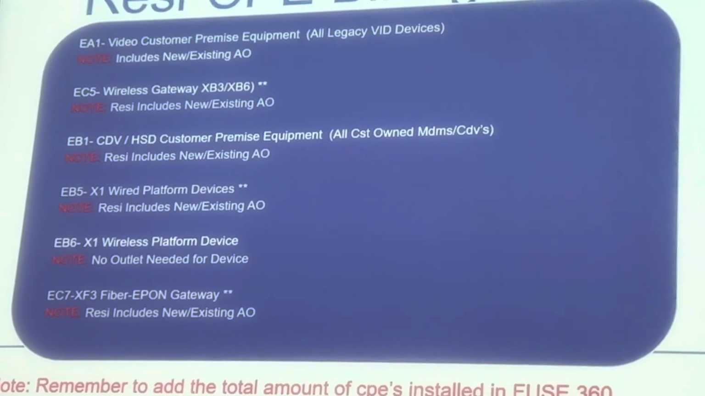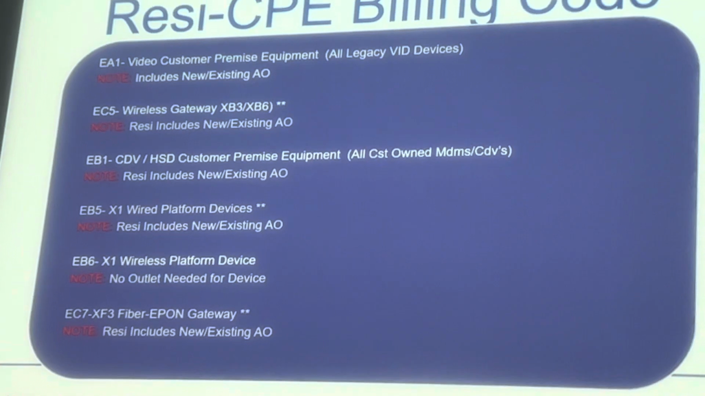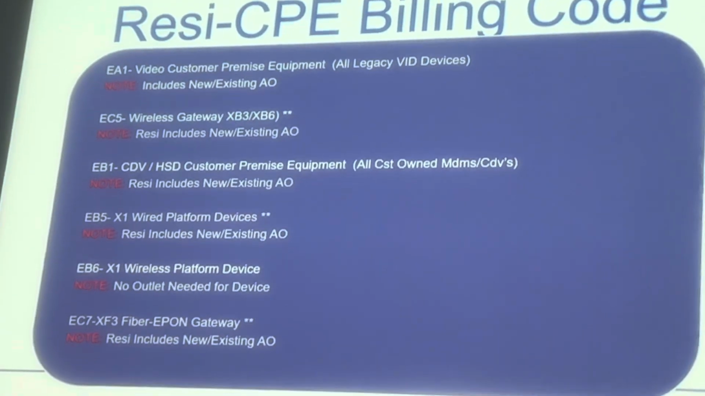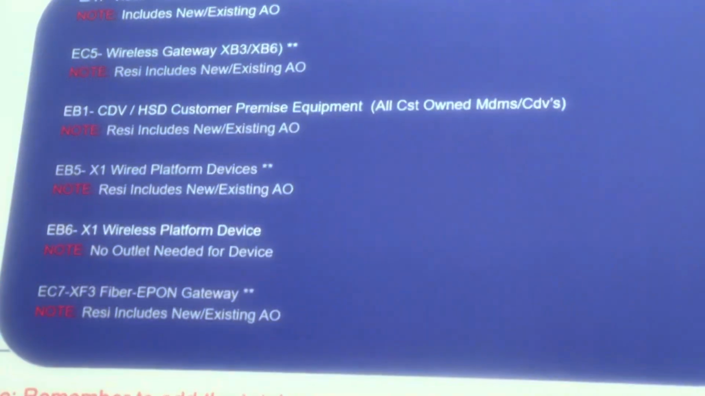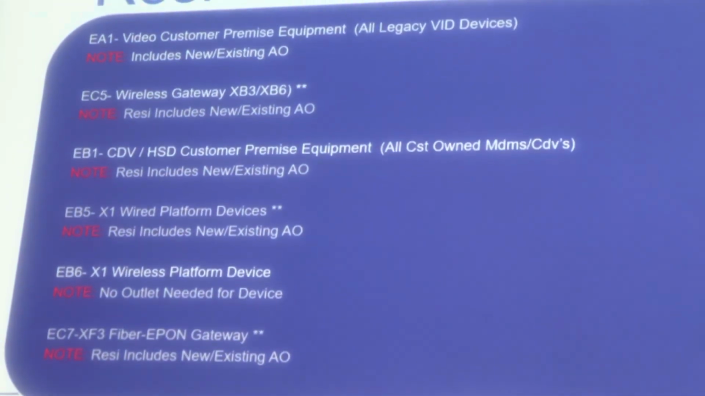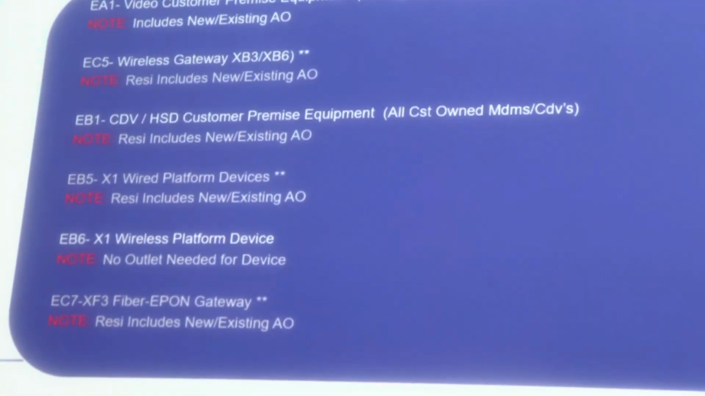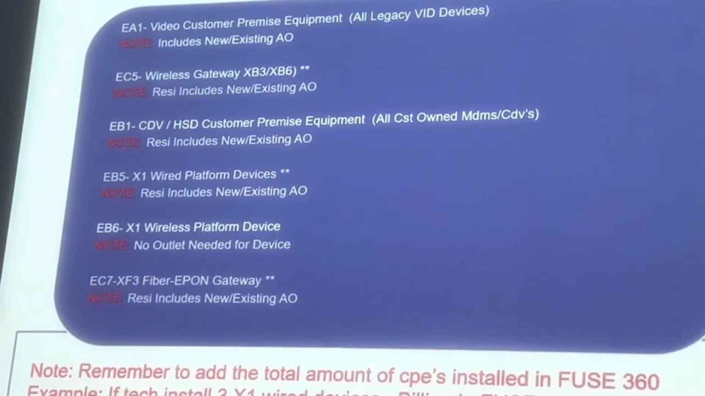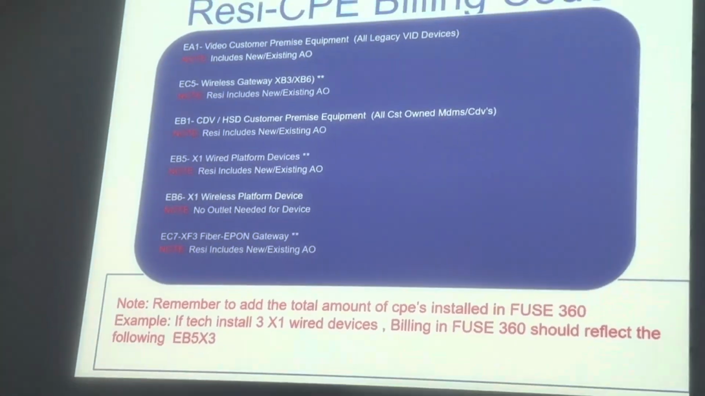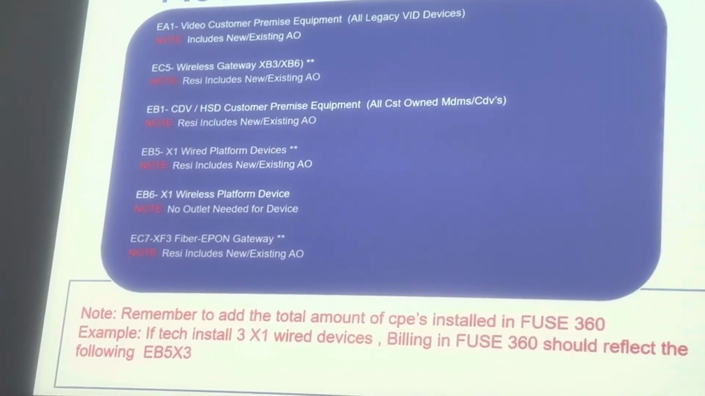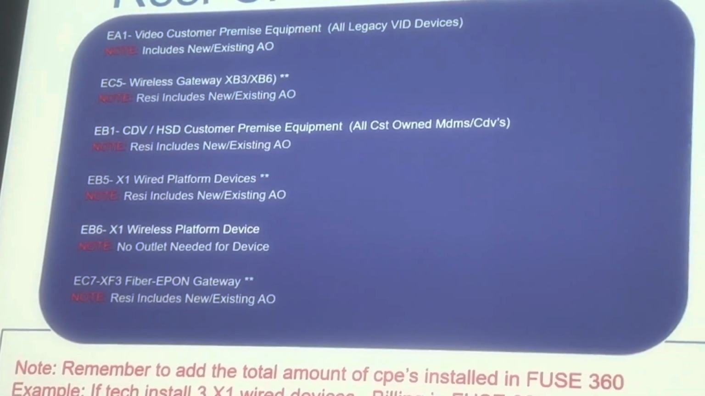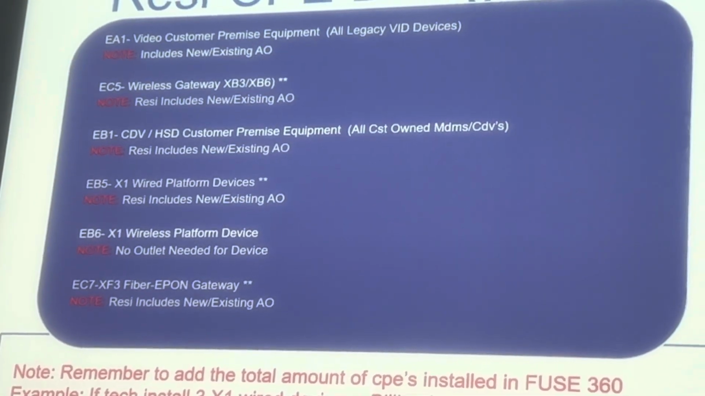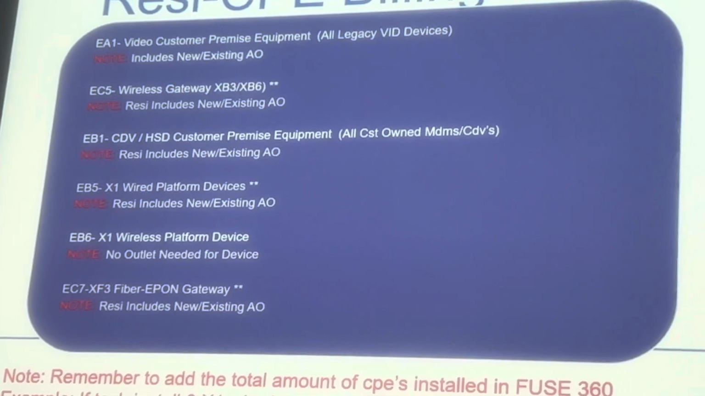These are the only codes for the equipment. EA1 for video customer premises equipment of all legacy devices, includes new and existing outlet. EC5 is for wireless gateway for XB3, XB6, XB7, and whatever they come out with in the future, which includes the new outlet or existing outlet.